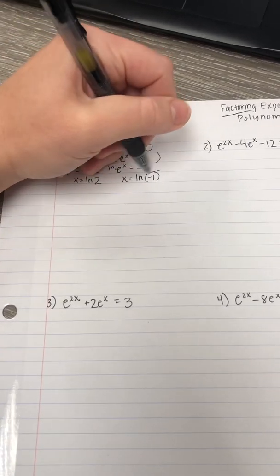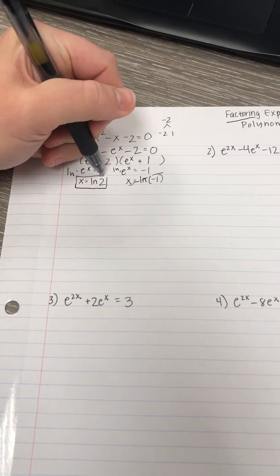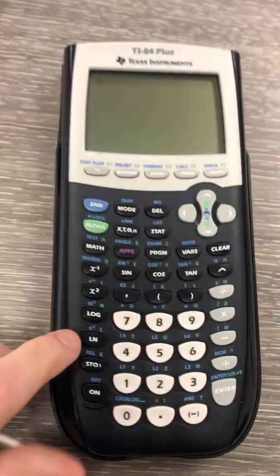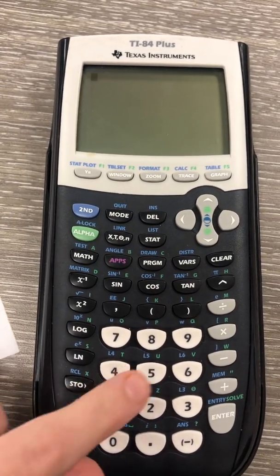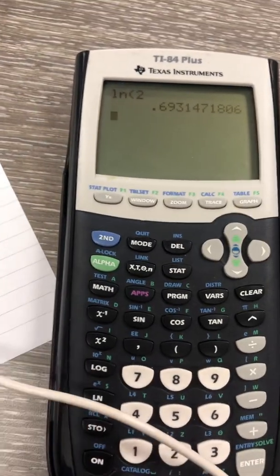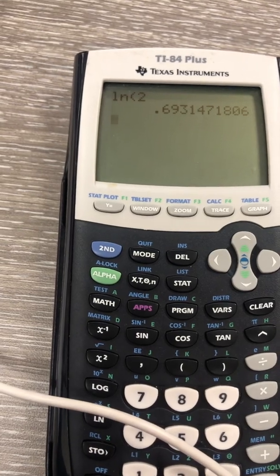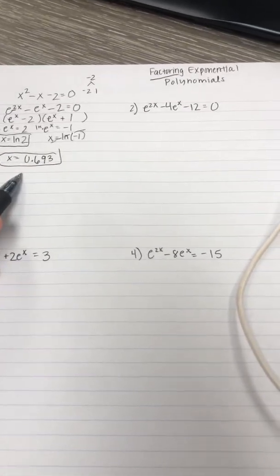You will never have a negative ln. So ln of 2, once we put that into the calculator, of course, we have that right here. Let's say 3 digits, 0.693 would be our x value. Okay, so anytime you have a negative ln, that will not be able to work.